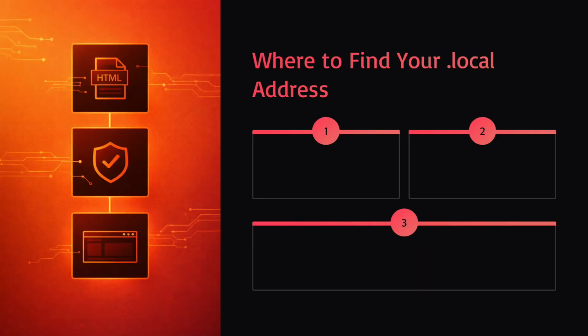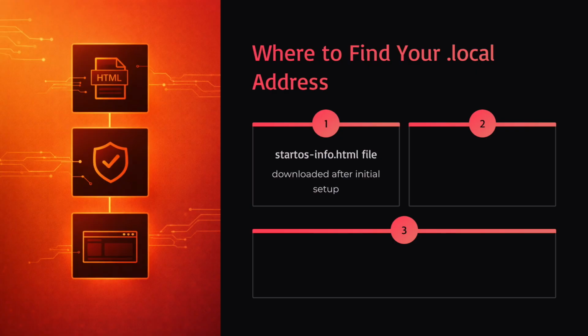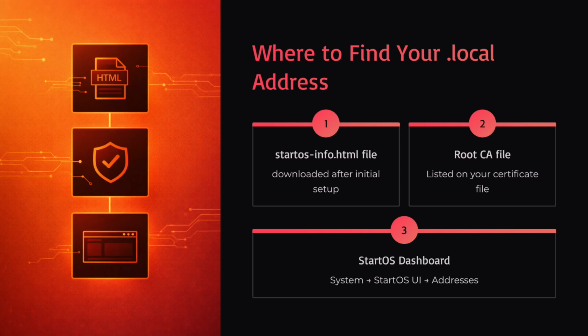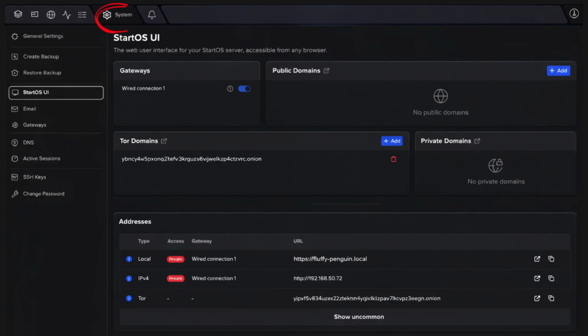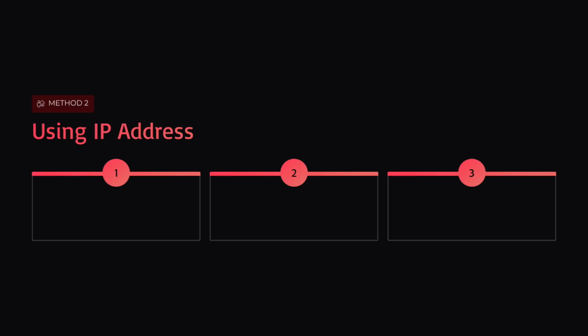You can find your local address in a few different places. Your StartOS info HTML file that you are prompted to download after initial setup of your server. You can also find it in your root certificate authority file, or if you're on the dashboard, under Systems, StartOS UI, and underneath Addresses.